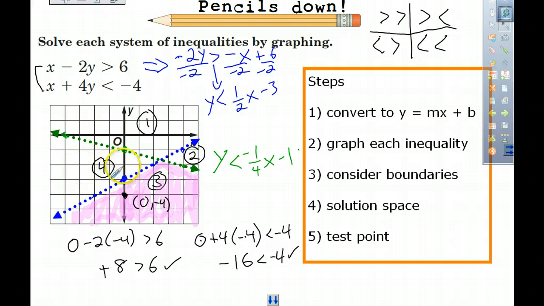If we pick something from here, it'd be true for the green because it's still below the green, but it'd be false for the blue because it's not below the blue line. It'd be above the green. If you picked a point in here, it'd be false for both because this is above both lines and you want less than both lines.